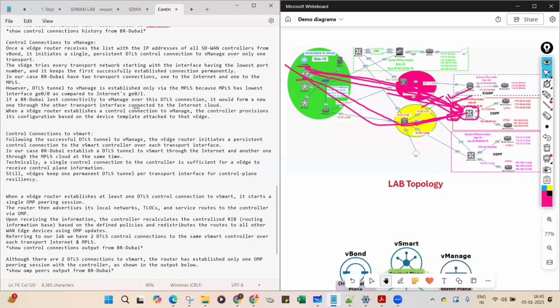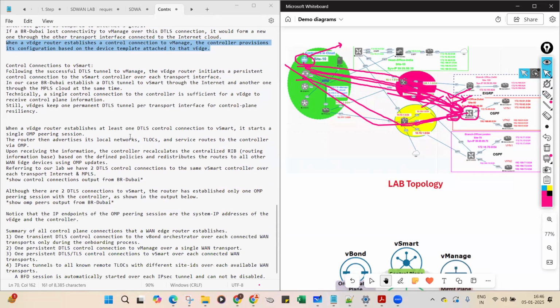When the WAN edge router establishes a control connection to vManage, the controller provisions its configuration based on the device template attached to the vEdge. So as I told, we have to do all the configuration via templates. We will be doing those configurations beforehand. And once this authentication is done and the tunnel is formed, vManage will push the configuration via NETCONF to this WAN edge router under this DTLS tunnel. Let's see what happens once the WAN edge router is authenticated to the vSmart.